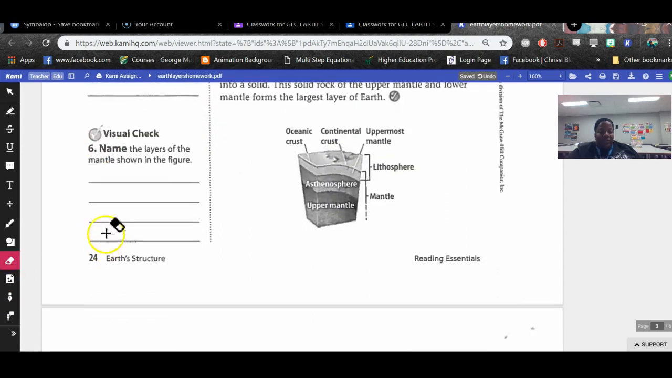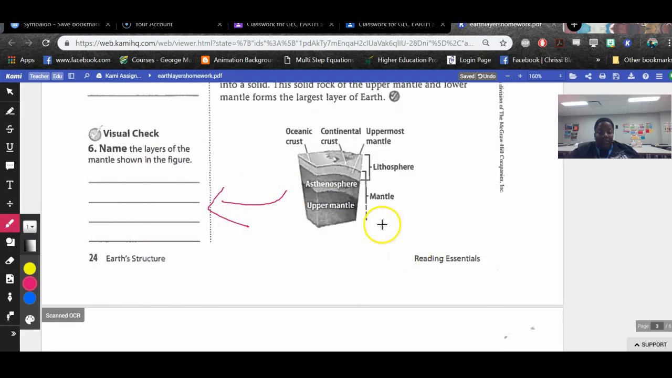And moving right along, visual check. Name the layers of the mantle shown in the figure. So here, you can use this to fill in this area, the layers of the mantle. So remember, the layers of the mantle we're talking about here.